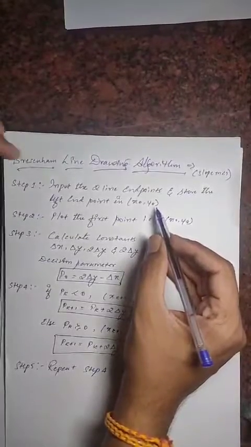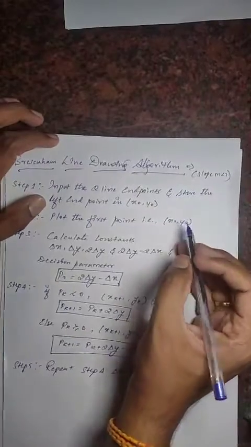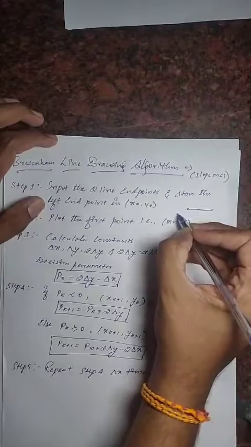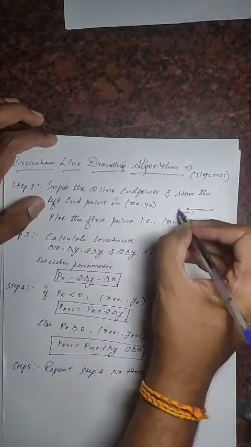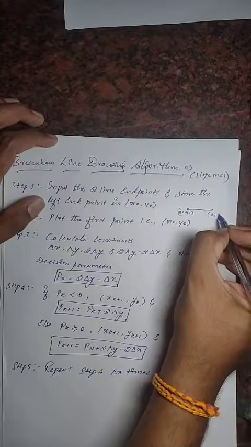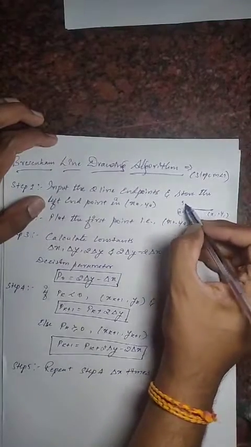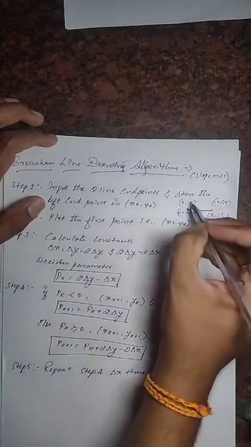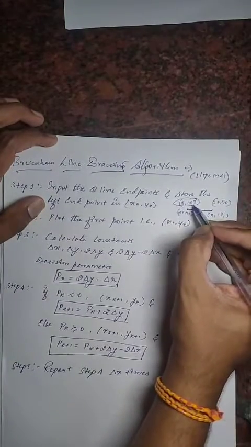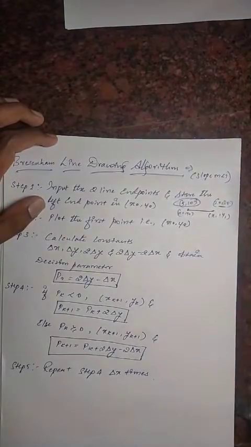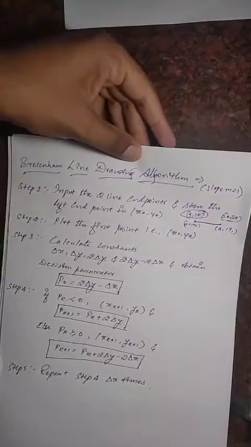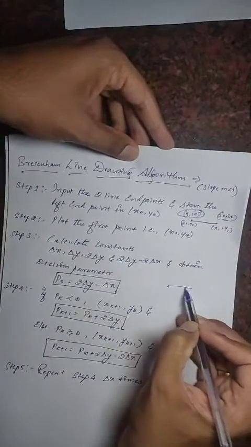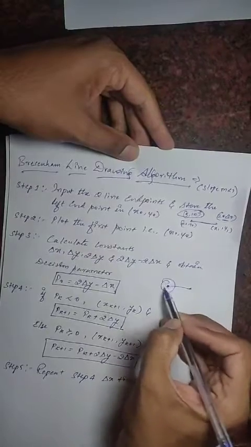The first step is to input the two line endpoints and store the left endpoint. Suppose this is the line, and this is the starting point, which I am going to mention with x0, y0, and this is the ending point. I am going to reference it with x1, y1. Let's give 5, 10 to 20, 30. This will be the starting point of my line, and this will be the ending point. So students, what is the first step saying? Input the two line endpoints. We need to take the two line endpoints and store the starting point of our line.